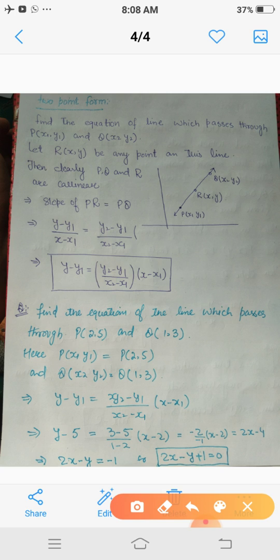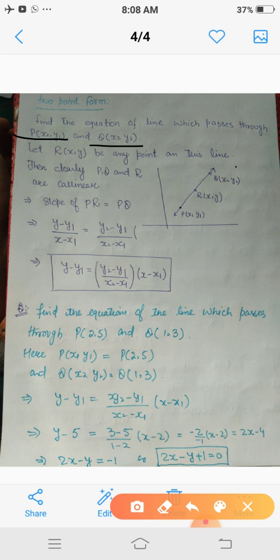Dear students, today we shall discuss another form of the straight line which is called the two-point form. In two-point form we have to find the equation of the straight line which passes through two given fixed points, like the line which passes through the points P of x1 y1 and Q of x2 y2.